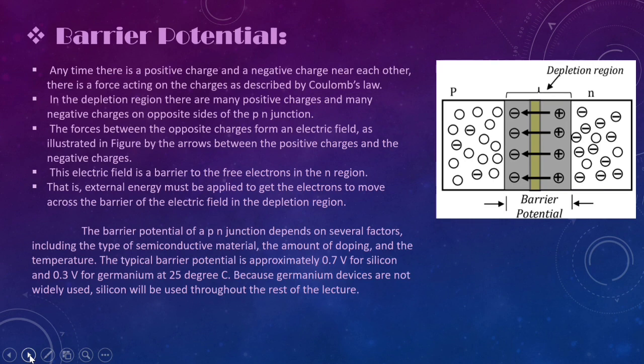This electric field is a barrier to the free electrons in the n region. That is, external energy must be applied to get the electrons to move across the barrier of the electric field in the depletion region. The barrier potential of a p-n junction depends on several factors, including the type of semiconductive material, the amount of doping, and the temperature. The typical barrier potential is approximately 0.7 volt for silicon and 0.3 volt for germanium at 25 degrees Celsius. Because germanium devices are not widely used, silicon will be used throughout the rest of the lecture.